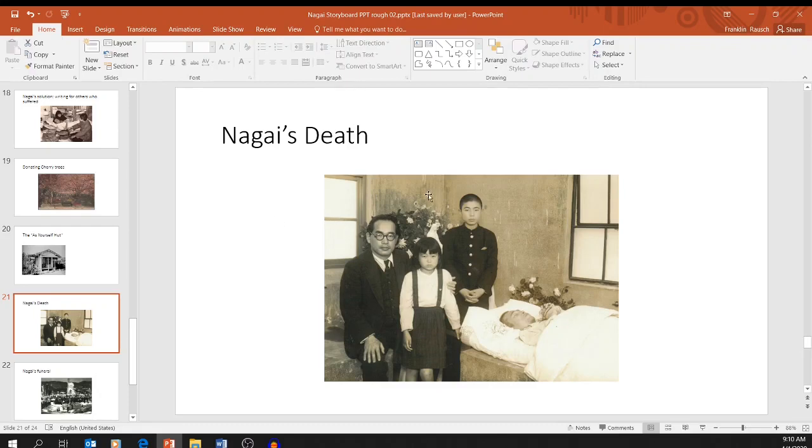Now the question is, there's two places I could have zoomed here. I could have zoomed in on him. That might seem morbid because, I mean, he's deceased in this image. Or I could zoom in on the family, and that might make sense, but isn't the focus on him, not his family?